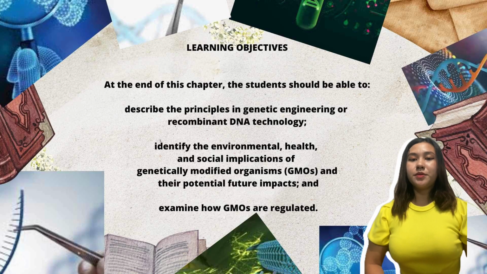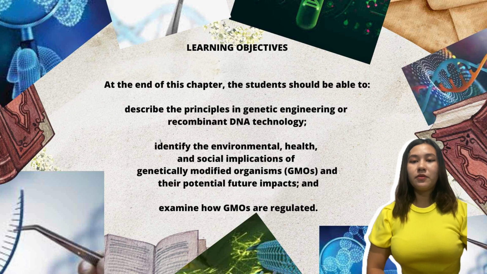The learning objectives. At the end of this chapter, the student should be able to, first, describe the principles in genetic engineering or the recombinant DNA technology. Second, identify the environmental, health, and social implications of genetically modified organisms or the GMOs and their potential future impacts. And lastly, examine how GMOs are regulated.